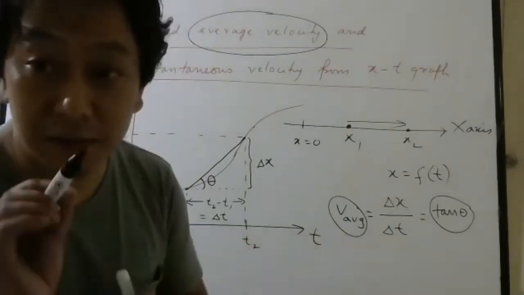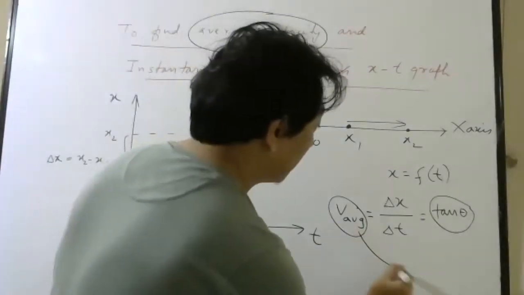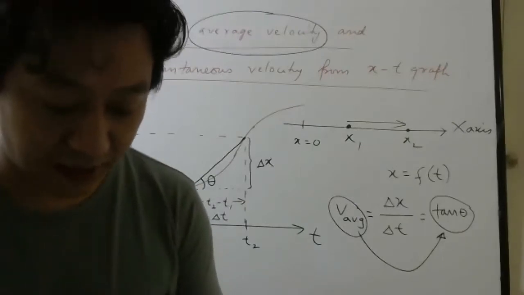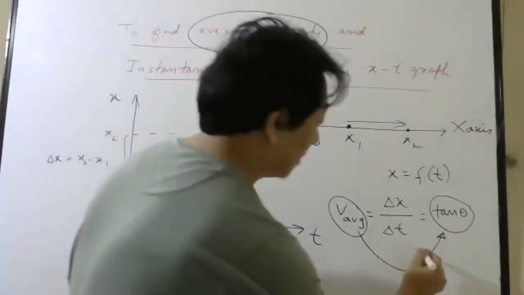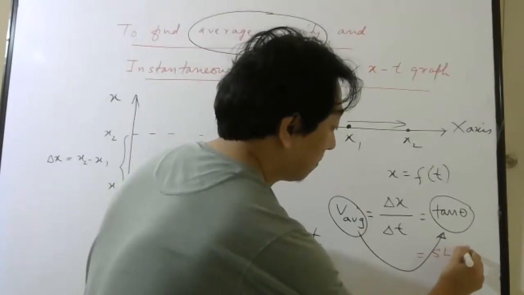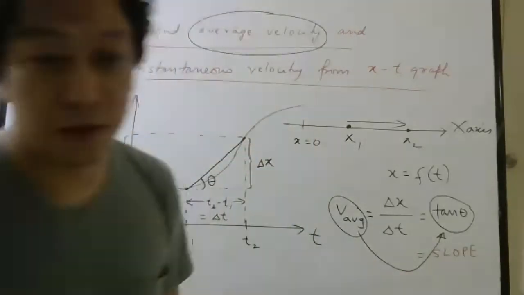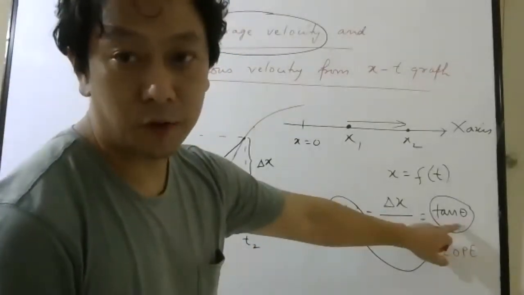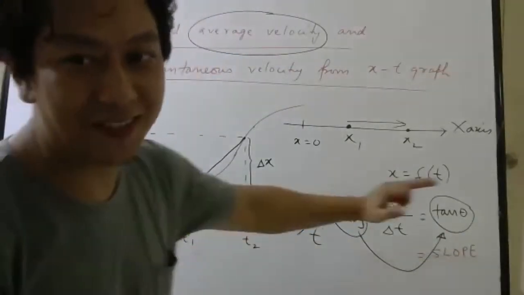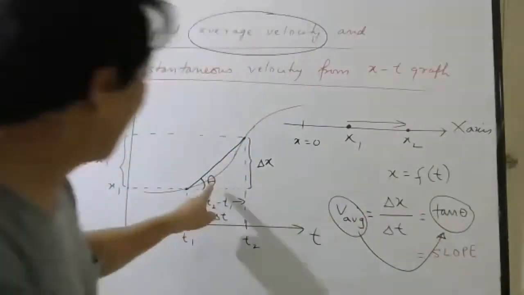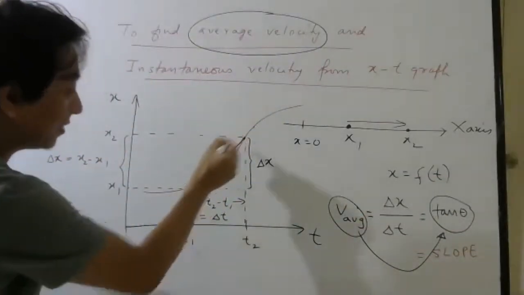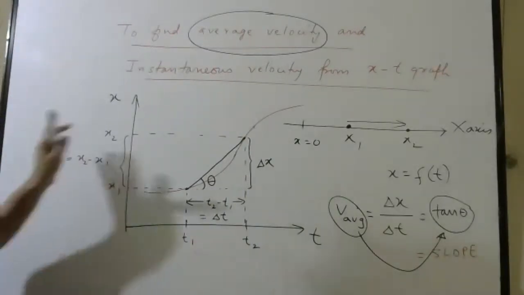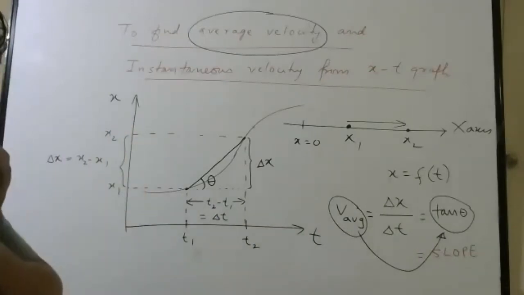So how to find it from the graph? From the graph you can find tan theta, and in mathematics, tan theta is called the slope of the line which makes this angle with the x-axis, I mean here the time axis. And what is that angle? Theta. And which is the line? This is the line. So next time, if I ask you, done, the writing part is done.